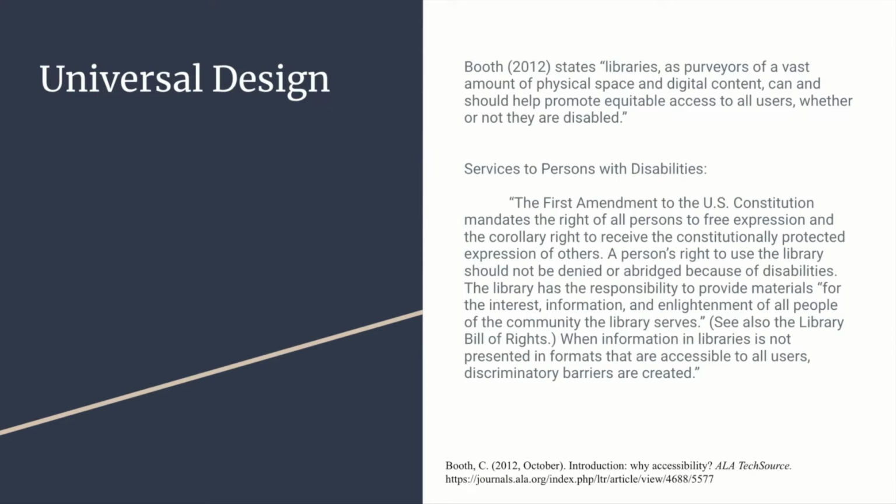Additionally, Booth mentions an interpretation of the Library Bill of Rights for services to persons with disabilities that explains their rights to accessible information. It states, "The First Amendment to the U.S. Constitution mandates the right of all persons to free expression and the corollary right to receive the constitutionally protected expression of others. A person's right to use the library should not be denied or abridged because of disabilities. The library has the responsibility to provide materials for the interest, information, and enlightenment of all the people of the community the library serves." See also the Library Bill of Rights. When information in libraries is not presented in formats that are accessible to all users, discriminatory barriers are created.